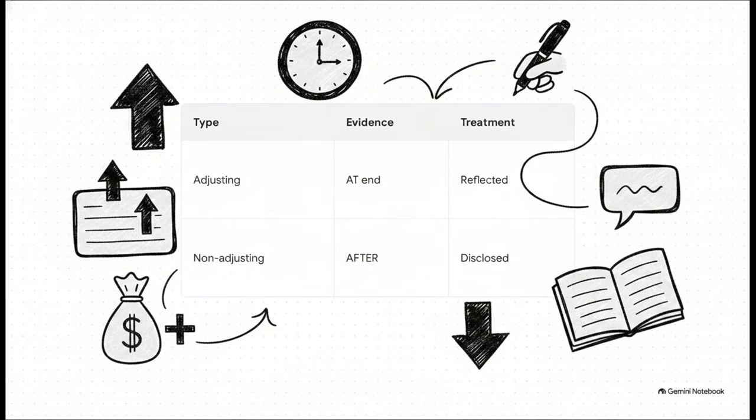First bucket, adjusting events. If the event gives you more evidence about a condition that already existed exactly at the end of the reporting period, you must actually go in and change the numbers in your financial statements. Second bucket, non-adjusting events. If the event points to a condition that popped up entirely after the reporting period, you leave the numbers alone and just disclose it in the notes.